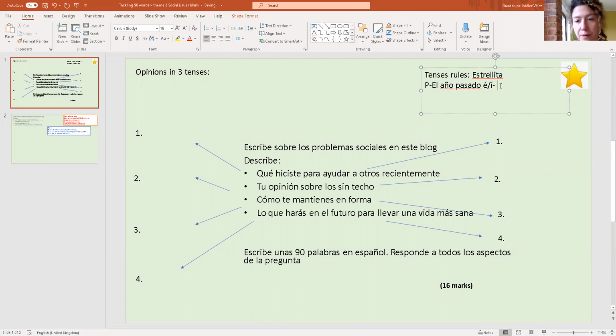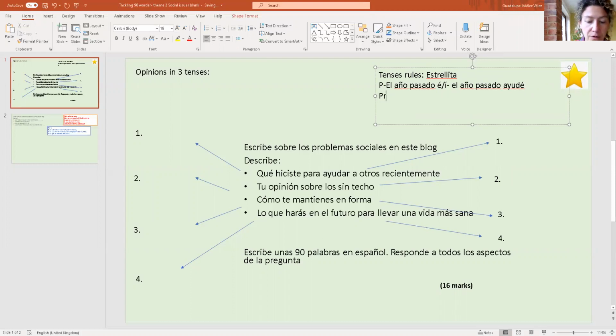So I'm going to pick a verb, and because we are in social issues, I'm going to pick the verb to help, which is ayudar. Well done. So el año pasado, and because it's an ayudar verb, ayudé. Muy bien, with my accent, let's not forget, ayudé. I'm going to make it smiley. That's it.